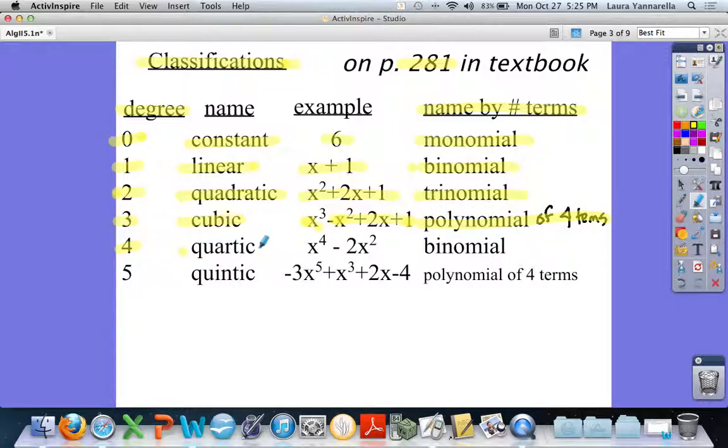A 4th degree polynomial is a quartic. Quartics look like x to the 4th minus 2x squared. That's a binomial because there are 1, 2 terms. And a 5th degree polynomial is a quintic. So negative 3x to the 5th plus x cubed plus 2x minus 4, again, is a polynomial of 1, 2, 3, 4 terms.